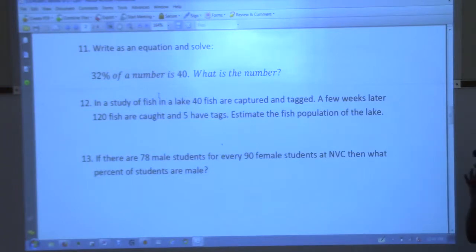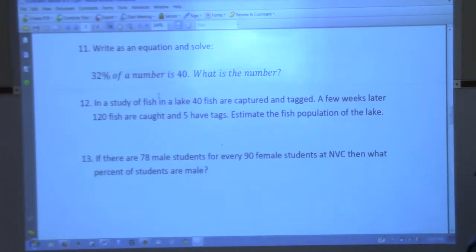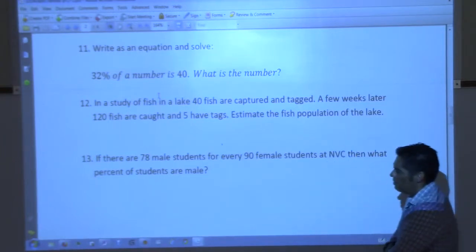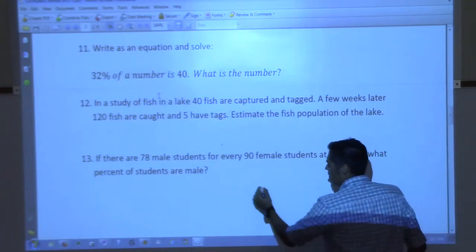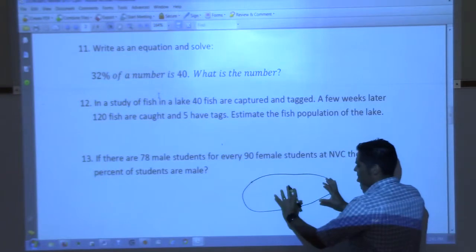Okay. Number 13, I have never talked about. But there was one in the homework like this. If there are 78 male students for every 90 female students at Northwest Vista, then what percent of students are male? People were having some trouble with this. But let's just look at it this way. If you have male and female students mixed up here, right? Both male and female.